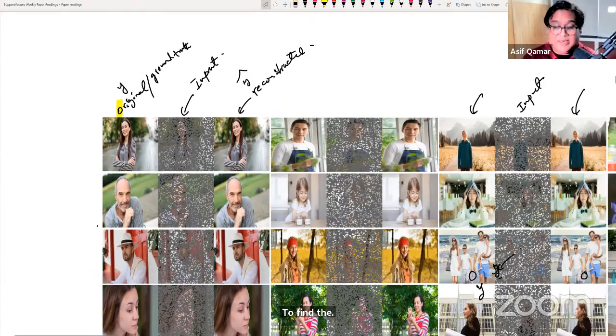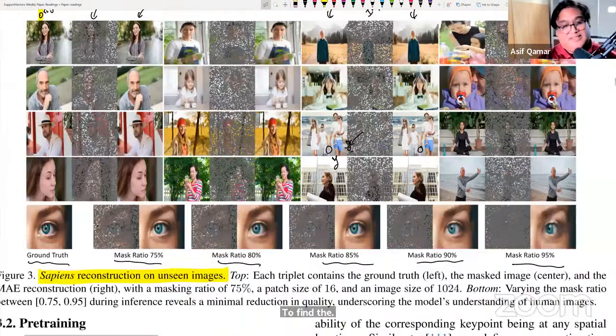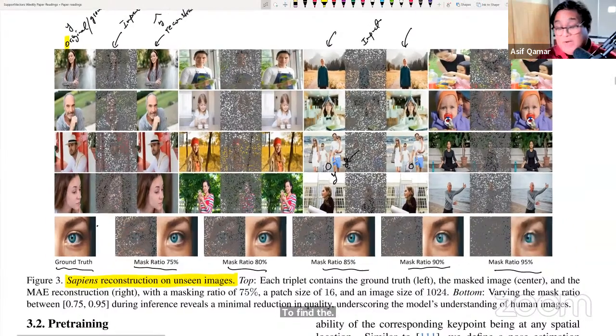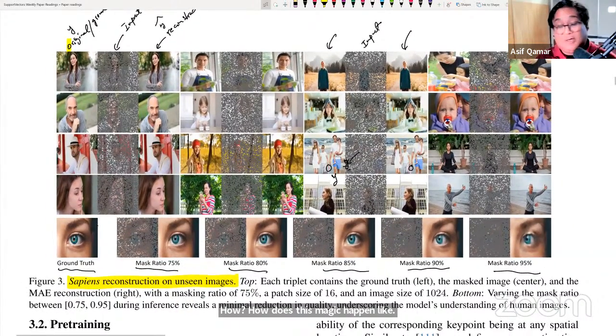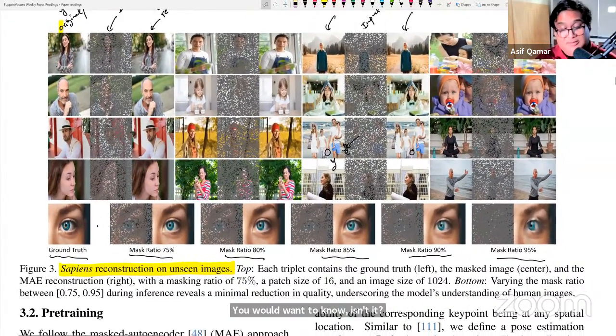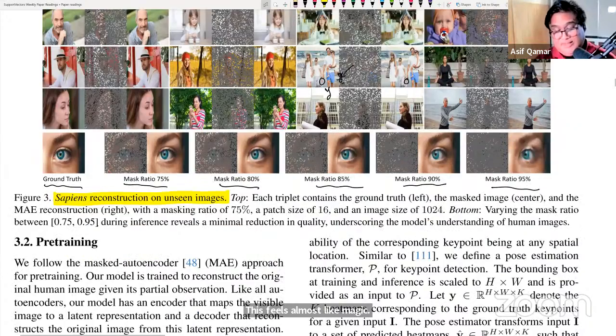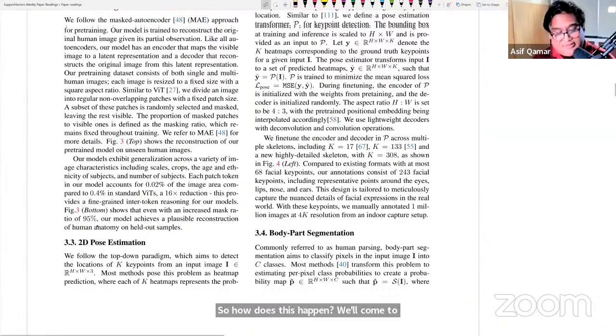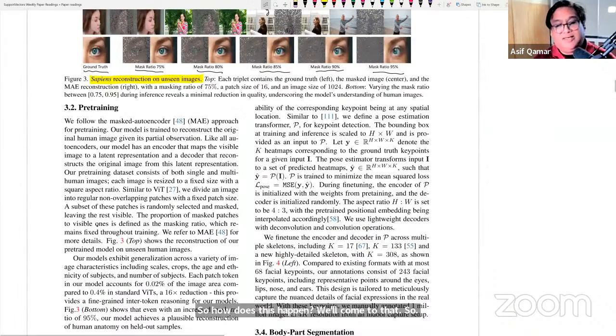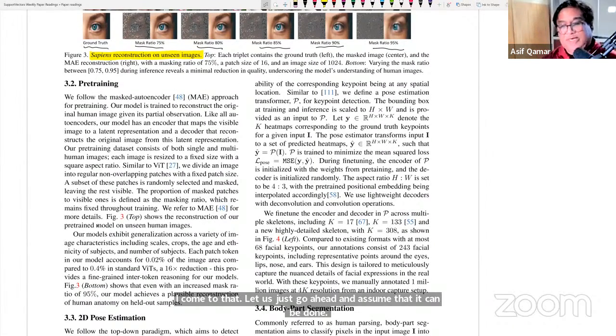That is the part that I'll describe. How does this magic happen? You would want to know, isn't it? This feels almost like magic. We'll come to that. But before I come to that, let us just go ahead and assume that it can be done. Let us read the pre-training part.